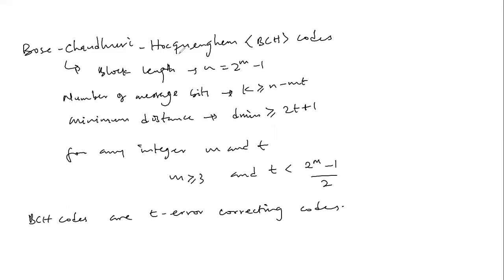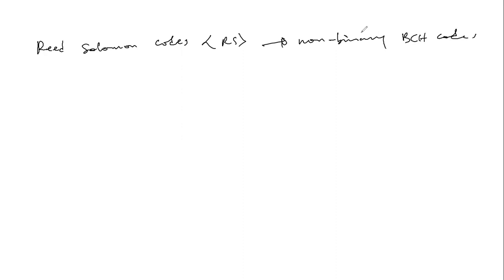And also, we have the Reed-Solomon codes. They are referred to as the RS codes. Now, Reed-Solomon codes are an important class of non-binary BCH codes. The encoder for an RS code differs from the binary encoder in that it operates on multiple bits rather than individual bits.